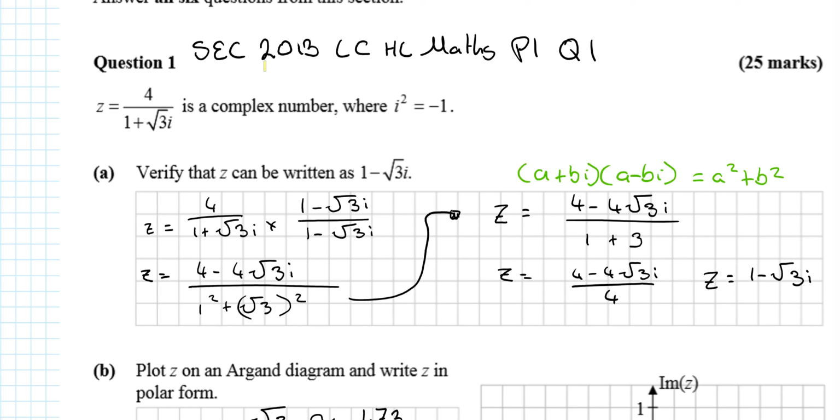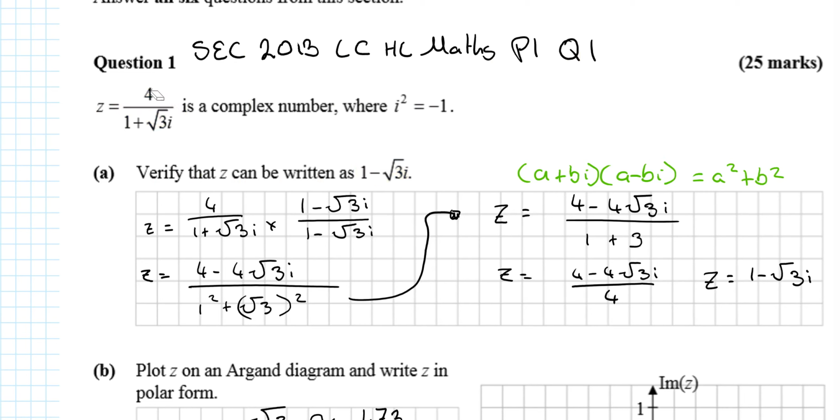So in this video, we're looking at the SEC 2013 Leaving Cert Higher Level Maths Paper 1, Question 1. It says Z is equal to 4 over 1 plus root 3i is a complex number where i squared is equal to minus 1. Verify that Z can be written as 1 minus the square root of 3i. So show that this is equal to this.